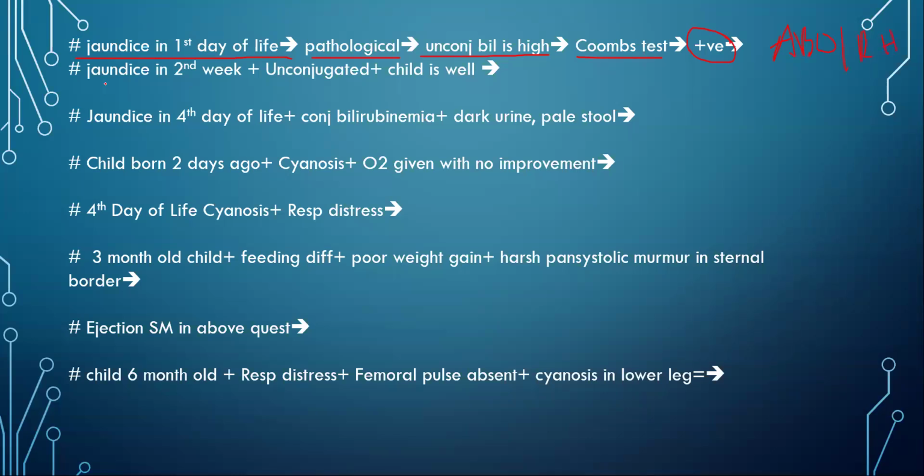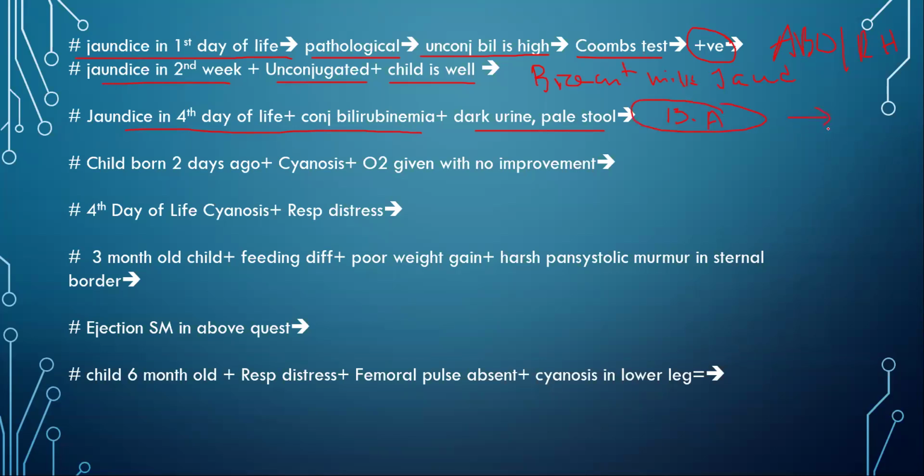Very good. Jaundice in the second week, unconjugated, child is well, and you have done everything, still you can't find out any problem. What's the diagnosis? Breast milk jaundice. Good. Jaundice on 4th day of life, but conjugated bilirubinemia, dark urine, pale stool. Biliary atresia is the likely cause or obstructive cause.